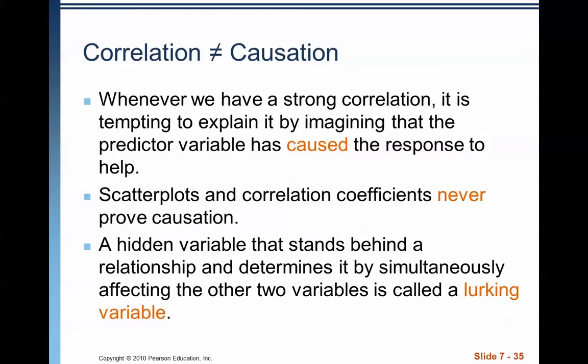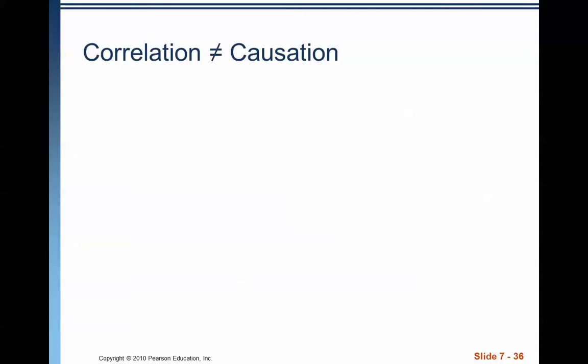But it doesn't prove causation, because there may be two things that have a relationship, but the actual causing variable we're not measuring, and we call that a lurking variable. It may be that we're confusing what's actually causing it. So scatter plots never prove causation, and here's some good examples as to why.